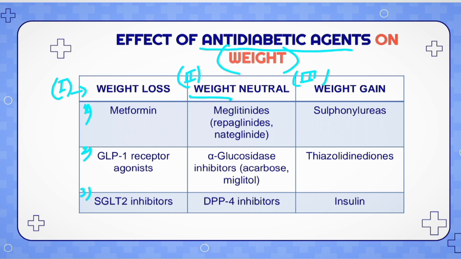There are three categories of drugs which have no effect on weight, that is, a neutral effect on the weight. These anti-diabetic agents are meglitinides, which include repaglinide and nateglinide, the alpha-glucosidase inhibitors, acarbose and miglitol, and DPP-4 inhibitors. The third category of drugs are those which cause gain in weight, and these drugs are sulfonylureas, thiazolidinediones, and the most famous drug, that is insulin.